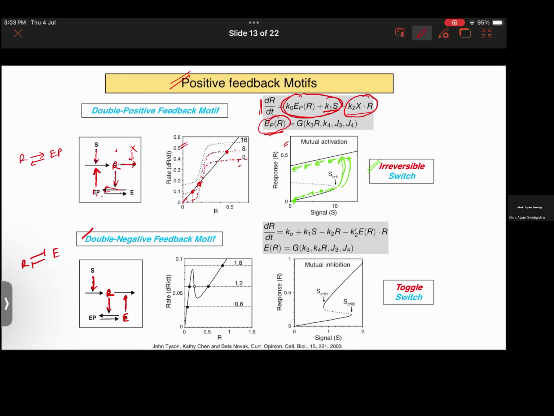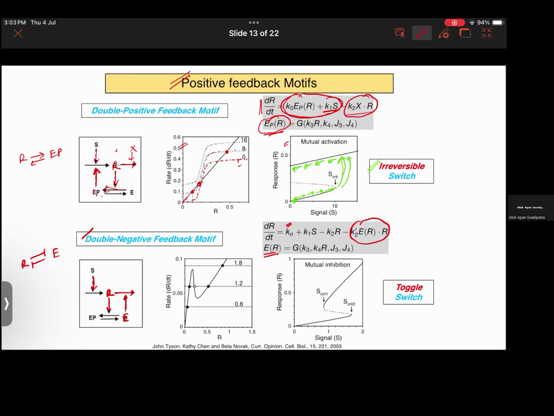And how can we write this equation? Again, if you want to write dR/dt. As you were mentioning earlier, you can take a basal synthesis. In the earlier case also, you can take a basal synthesis. It will just keep shifting your curve. So K0 plus some K1S term, then it has an inherent degradation rate, which is K2R. And also, there is an E-mediated degradation. And again, we are using that E-mediated degradation in terms of a Goldbeter-Koshland function.